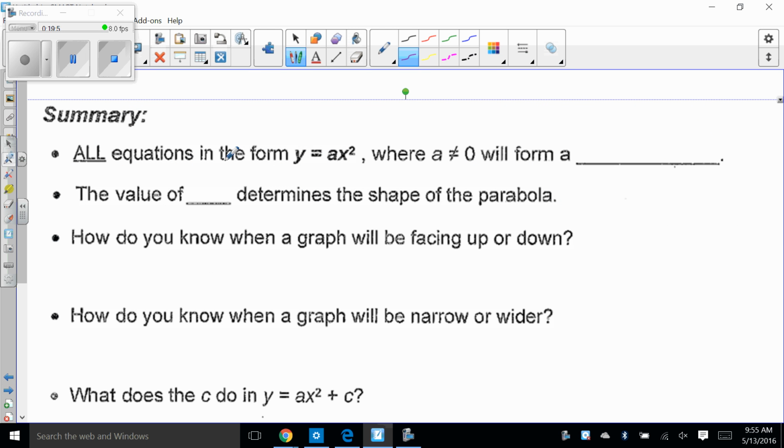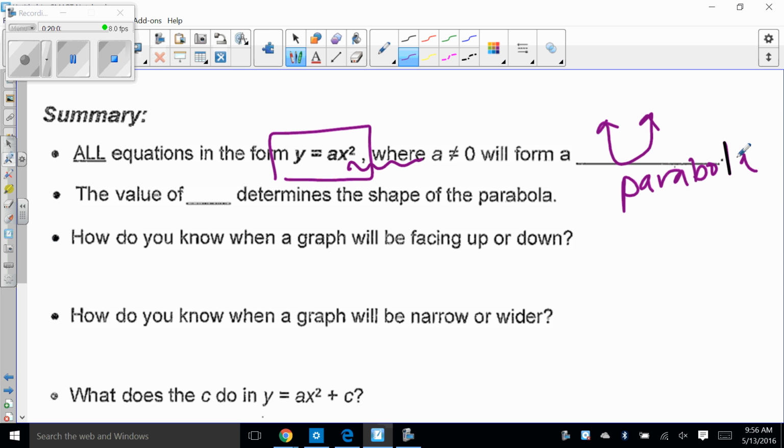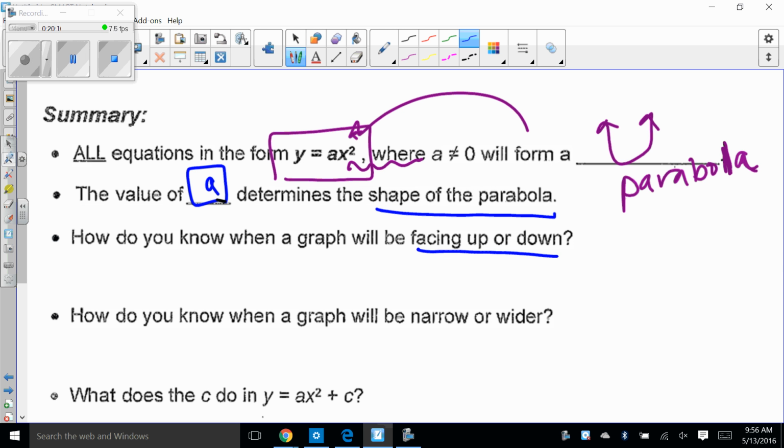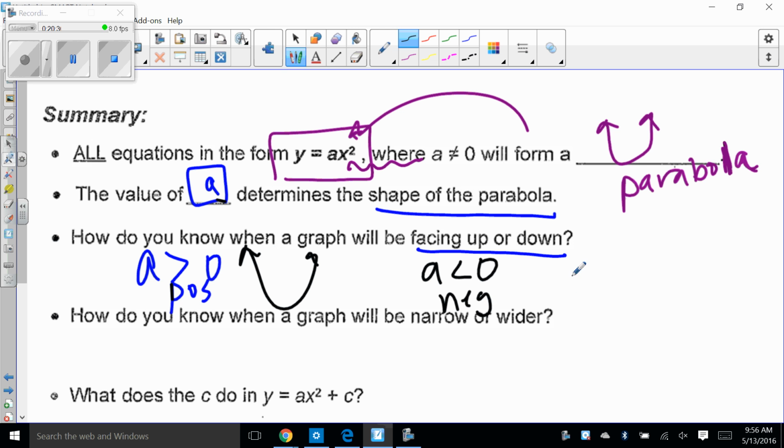Okay, so some summary stuff for today. What we talked about is all equations that are in the form of y equals ax squared form a U-shaped graph called a parabola. All of them. They might have some other stuff with it, but that's really what's going on: we get that parabola when we get that x squared. The value of a is super important. It determines the shape of the parabola. If a is positive, it's up. If a is negative, it's down. How do you know if it's facing up or down? I just covered that. If a is greater than 0, so positive, it goes up. The U opens up. If a is less than 0, so negative, the U opens down.